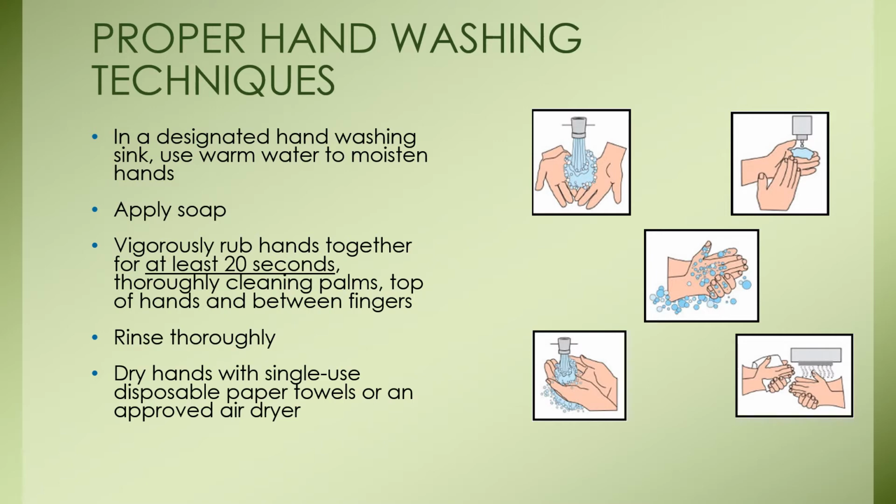And finally, we have saved the simplest and most important instruction for last, and that is proper hand washing techniques. In a designated hand washing sink, use warm water to moisten your hands. Then apply soap. After applying soap, vigorously rub your hands together for at least 20 seconds, thoroughly cleaning your palms, the top of your hands, and between your fingers. Then rinse thoroughly. Dry your hands with a single-use disposable paper towel or an approved air dryer.